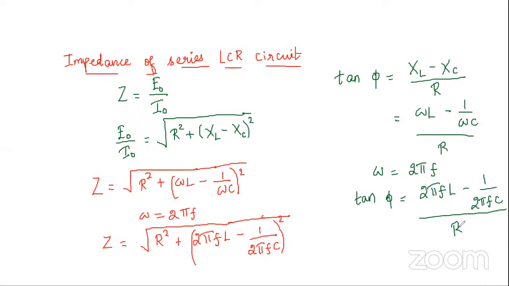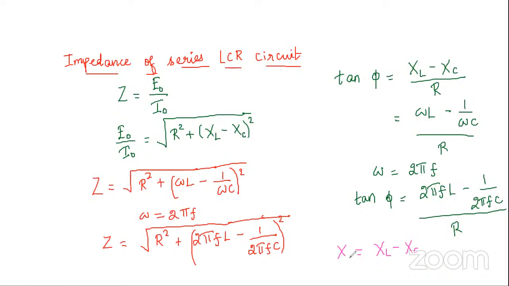And the reactance of an LCR circuit is one more equation. Reactance is a very simple concept: the opposition offered collectively by inductor and capacitor, that is X equal to XL minus XC. That is called reactance. Impedance means the opposition offered collectively by resistor, inductor and capacitor, all the three elements. Here the opposition offered by inductor and capacitor together is called reactance, that is X equal to XL minus XC.